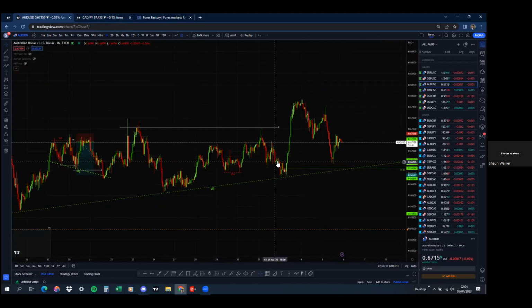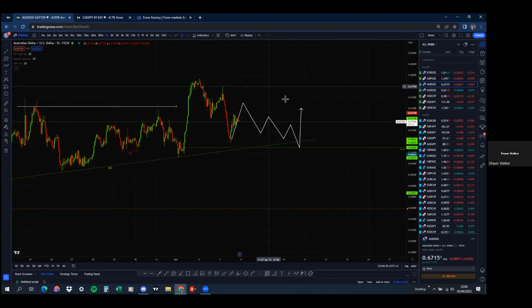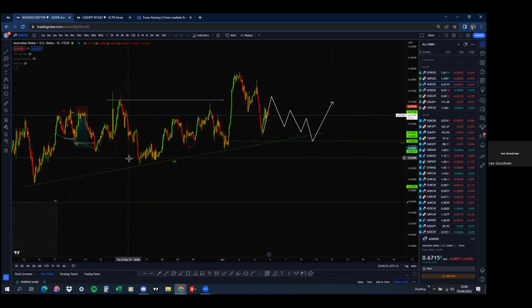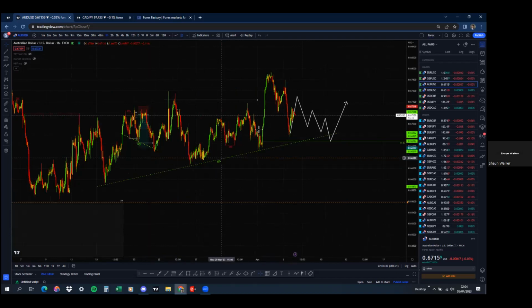That's your sweep, and then you break the structure, and it's left all this imbalance. So what I would have liked to have seen is a bit of consolidation down here. Take that trend line and then go. So for me to look at this trade, it needs to just go sideways for a bit.